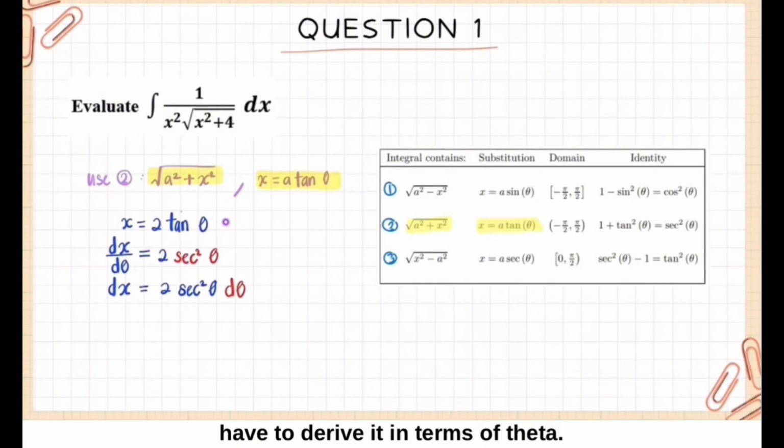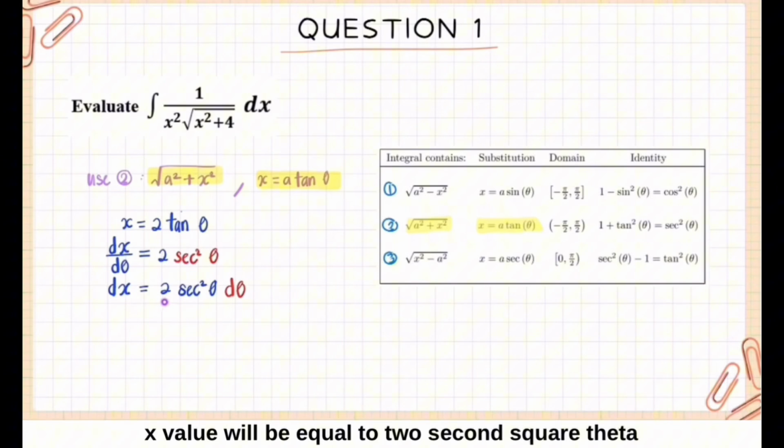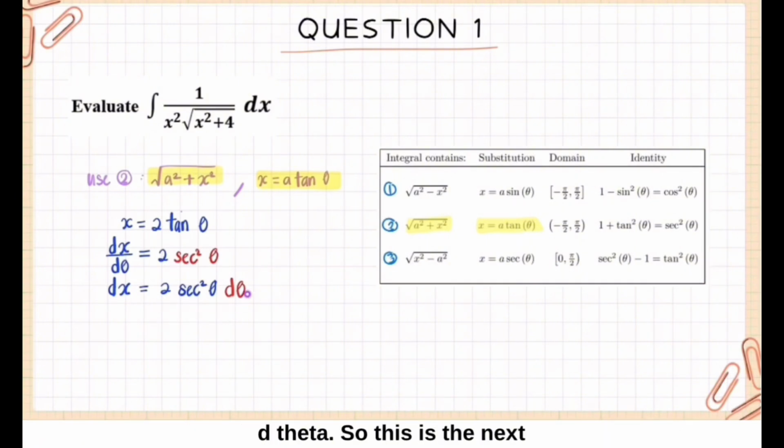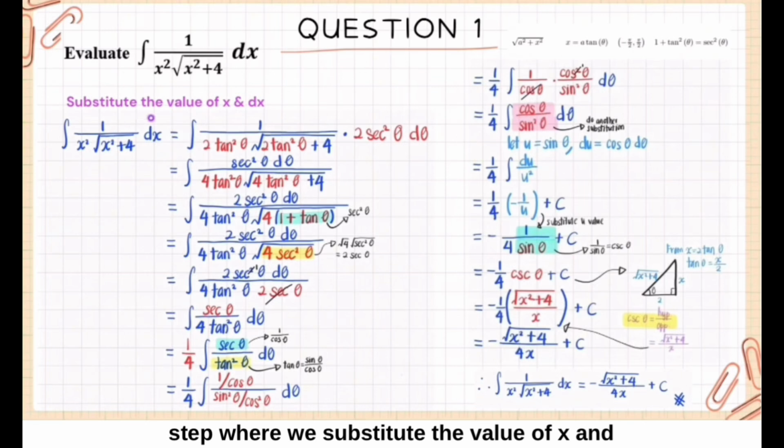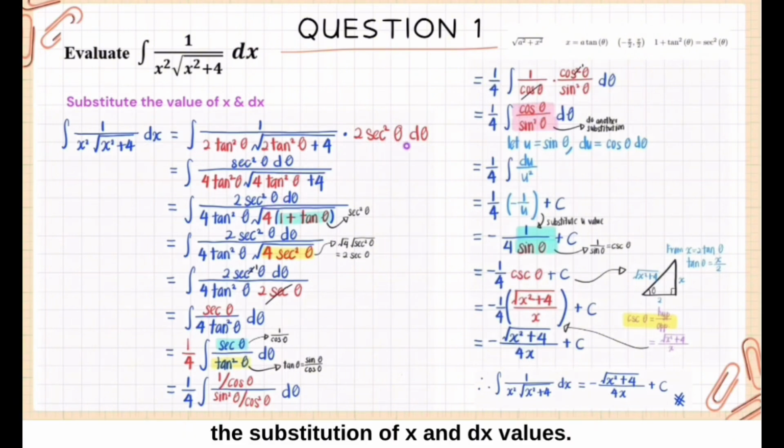The next step, we have to derive it in terms of theta. So dx will be equal to 2 secant squared theta d theta. Next, we substitute the values of x and dx into the question earlier. Here you can see the red handwriting showing the substitution of the x and dx values. We calculate and develop the equation as usual.